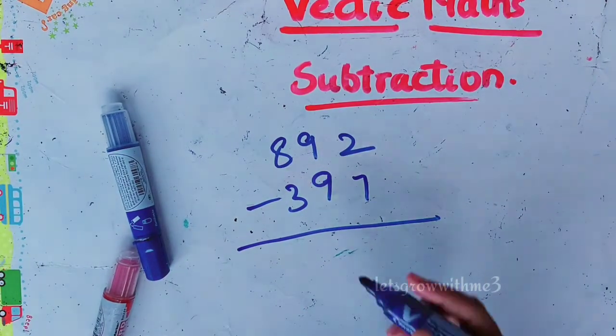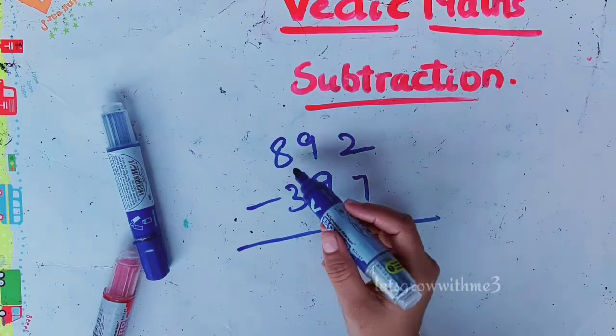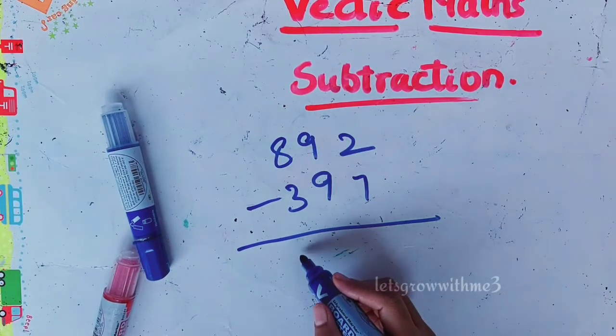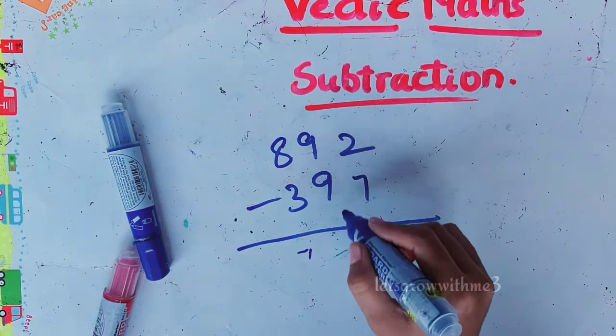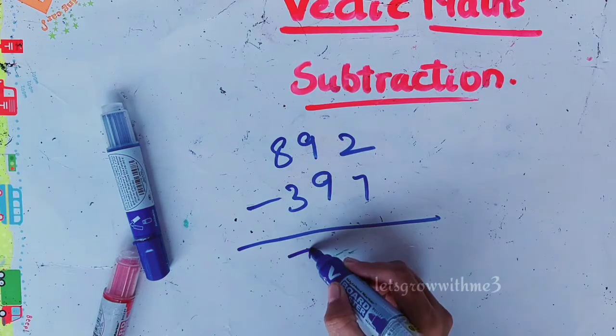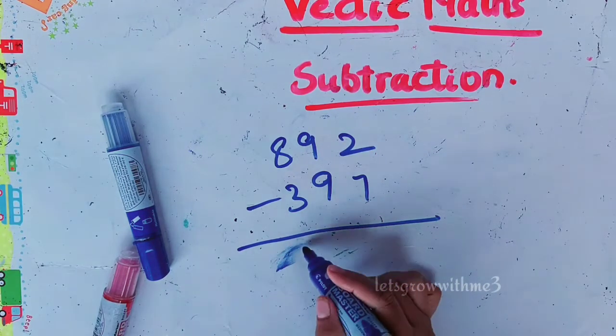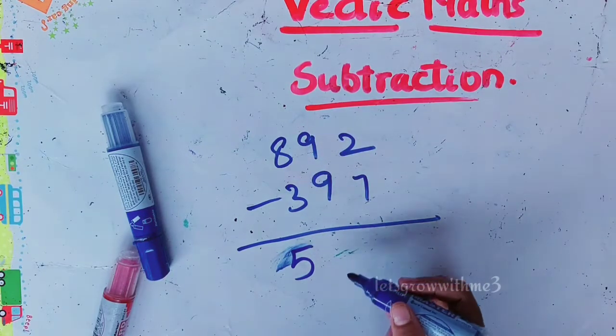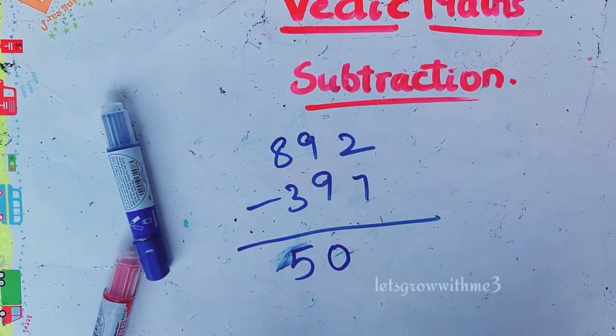Okay, so 8 minus 3 is 5. Here we don't write 5 directly. We see what the neighbor combination is. It's actually a non-borrow combination, so I can write it as 5 itself. 8 minus 3 is 5. And then 9 minus 9 is 0, so I can do direct subtraction.